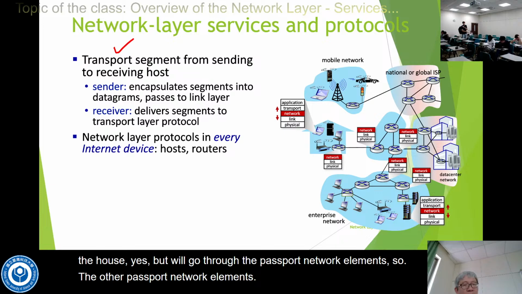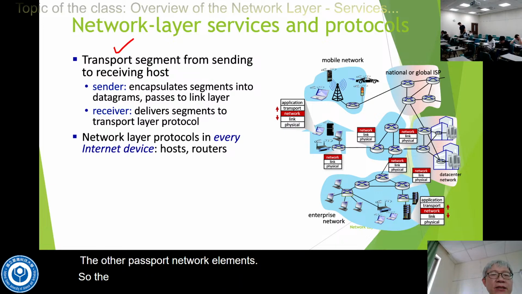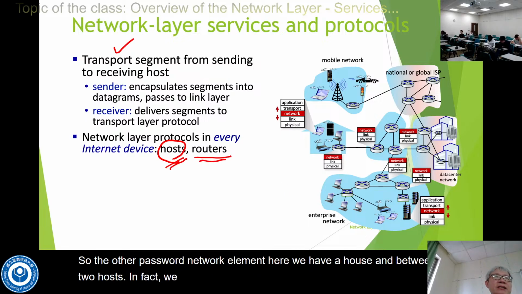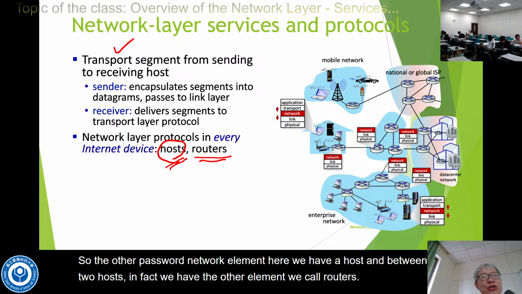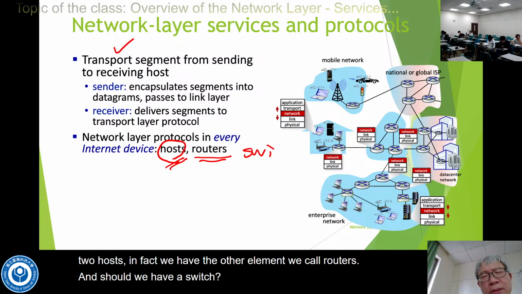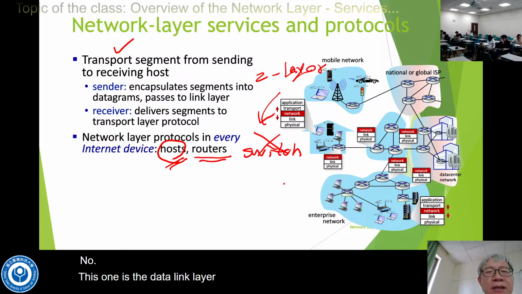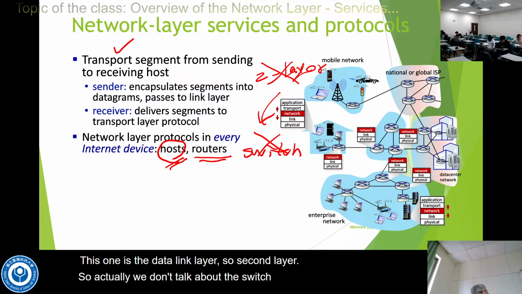Here we have a host. And between two hosts, in fact, we have the other element we call routers. And should we have a switch? No. That one is the data link layer, so the second layer. So actually we don't talk about the switch here. That's why we just have the routers.